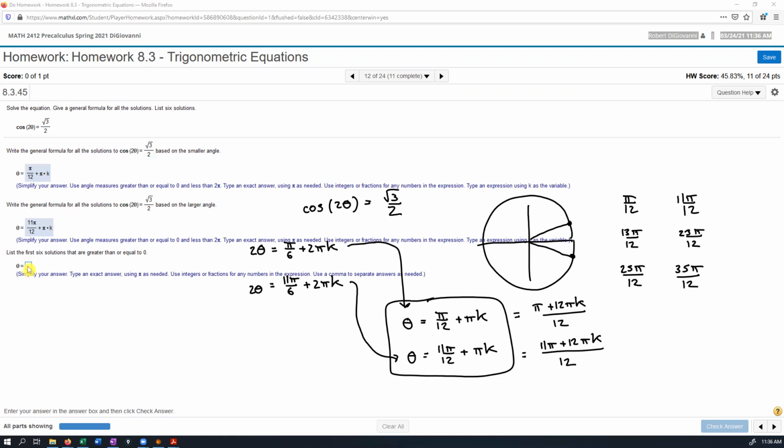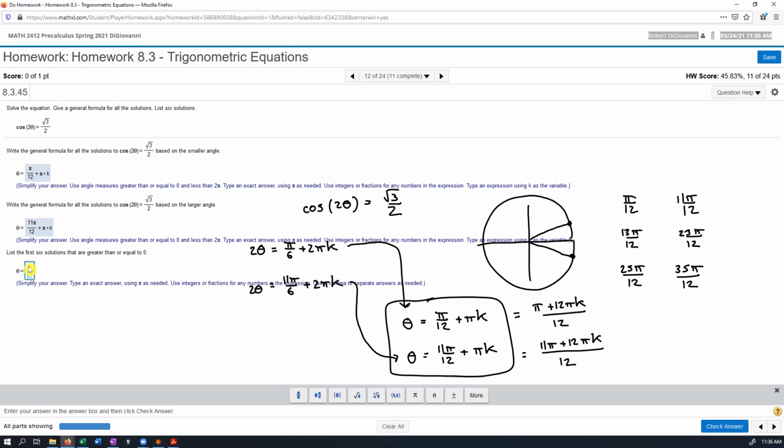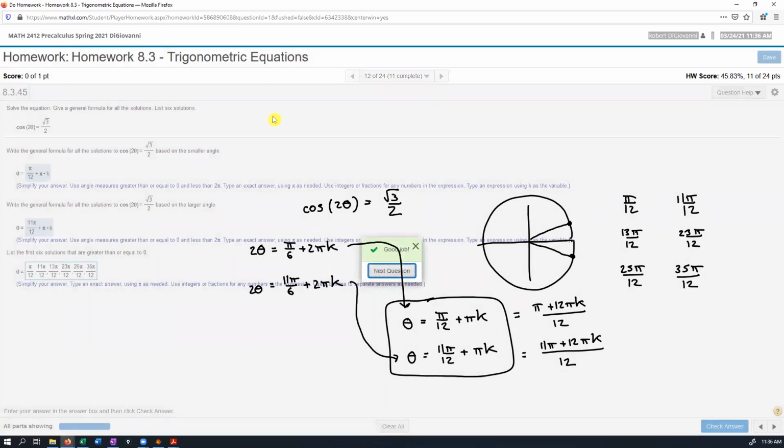Let's go for it. Pi over 12. And then 11 pi over 12. And then 13 pi over 12. And then 23 pi over 12. And then 25 pi over 12. And finally 35 pi over 12. Yay.